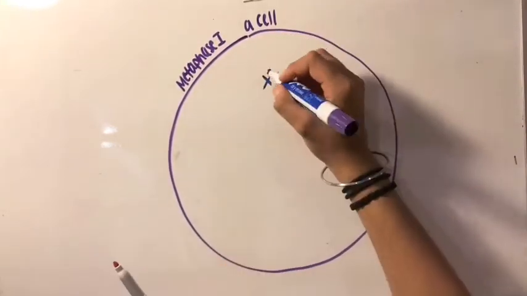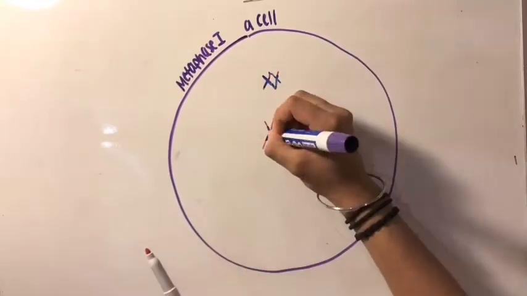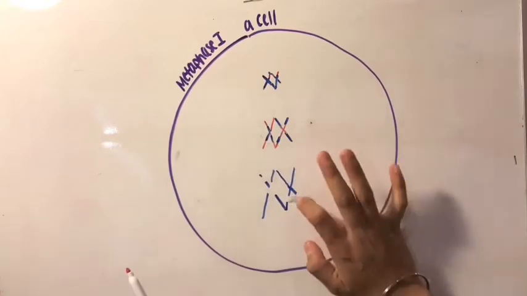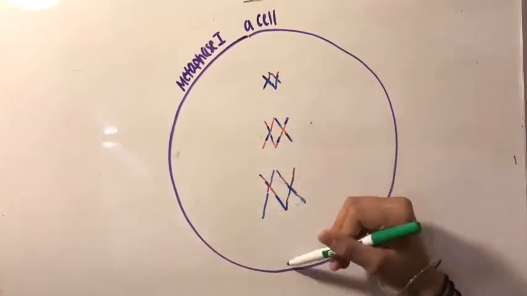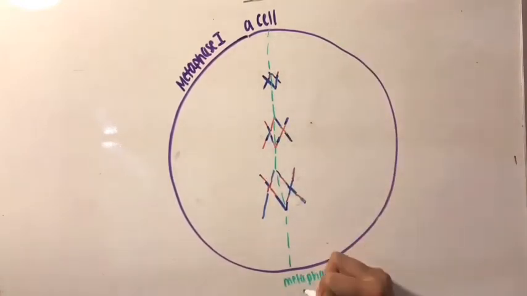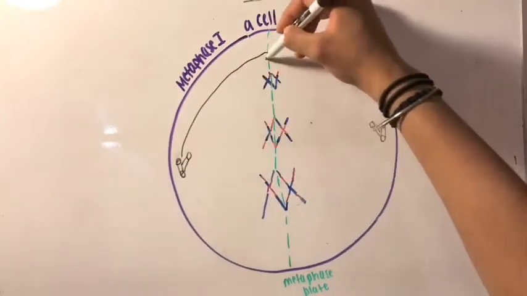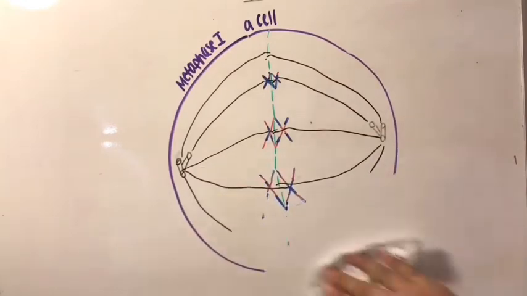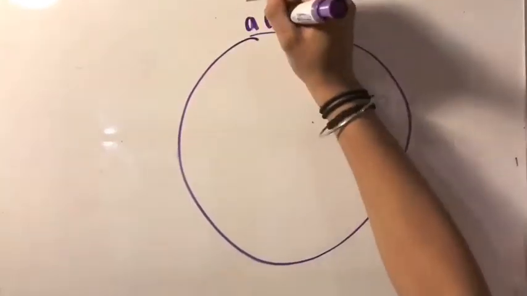Chromosomes line up along the metaphase plate. The centrosomes are on opposite ends of the cell and have microtubules connecting them. The chromosomes are now connected to the individual microtubules at the centromeres. The homologous pairs begin moving apart along the microtubules.